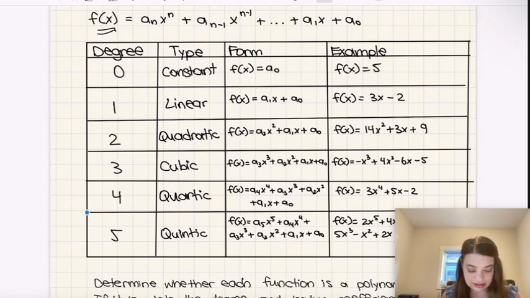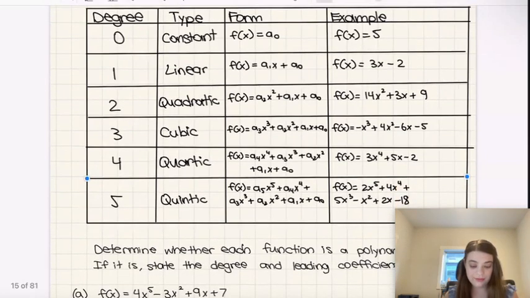Here we could have a degree 0 polynomial that's called a constant. And that would be something like f of x is equal to 5 or -4 or -2 or 5.5 or anything like that is fine. Then we have our linear, which is the y equals mx plus b form, or here we've written it as a1x plus a naught. So for example, f of x equals 3x minus 2.